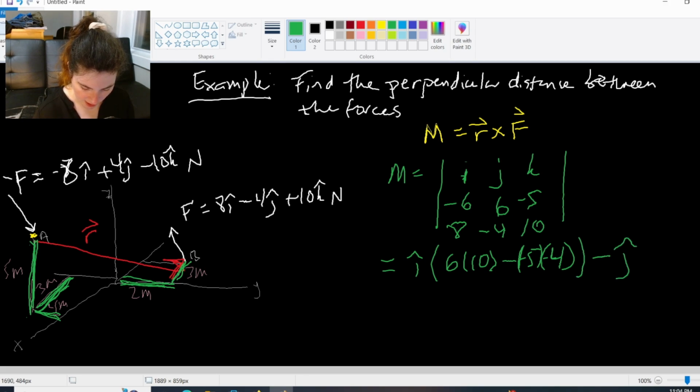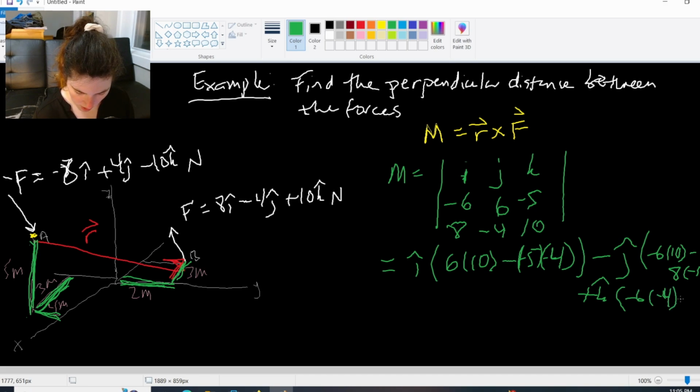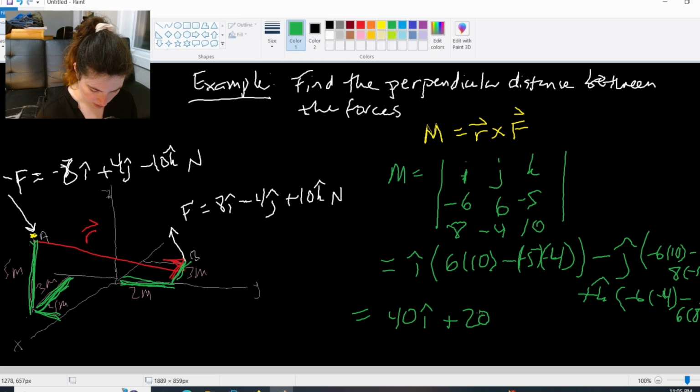All right, minus j hat, which is negative 6 times 10 minus 8 times negative 5, plus our k hat, which is negative 6 times negative 4 minus 6 times 8. If I add all those together, what I'm going to get is our moment is 40 i hat plus 20 j hat minus 24 k hat.